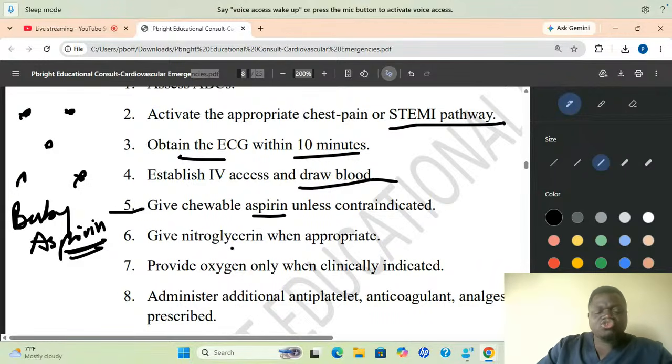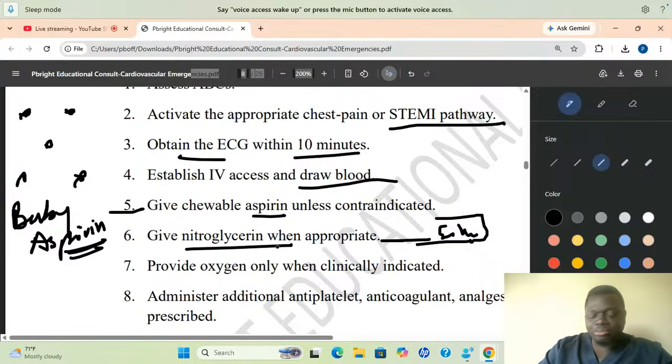You give nitroglycerin when appropriate. A patient who is taking sexual dysfunction medication like sildenafil, those males, don't give this. It will cause significant hypotension in the patient. So you should ask the patient, are you taking any medication at home?